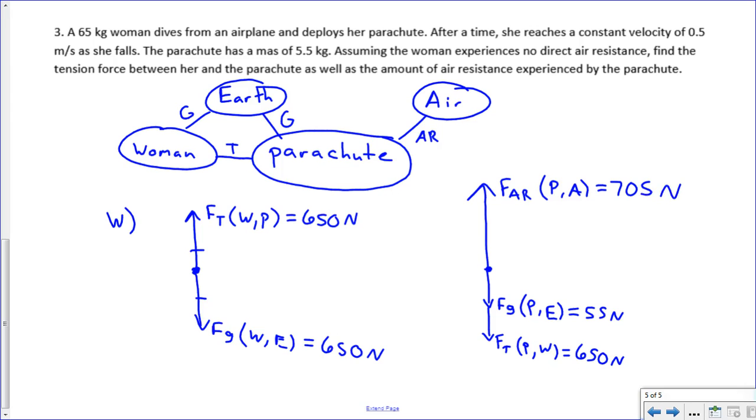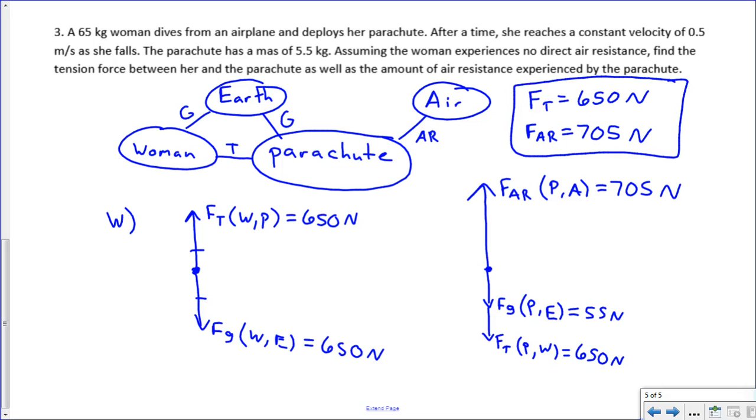All right, so for this one, we've got tension is equal to 650 newtons, and actually I'll call that Ft. And then we know that the force of air resistance experienced here is equal to 705 newtons. And those are our two answers.